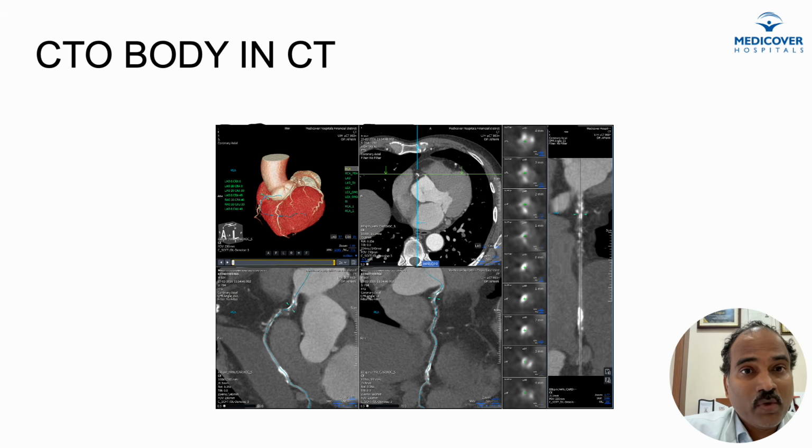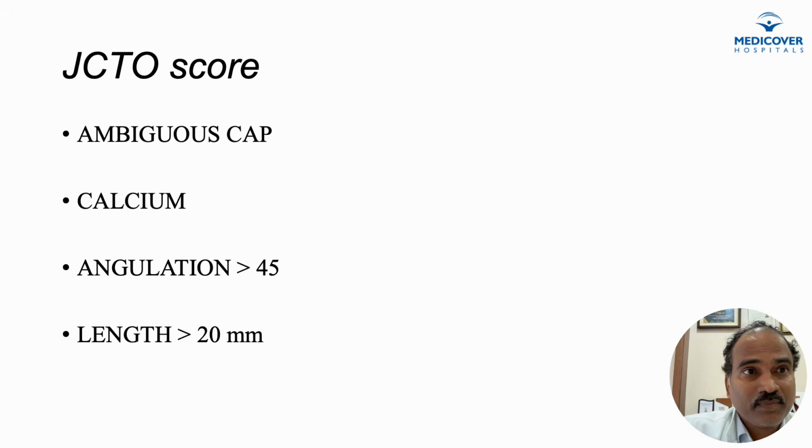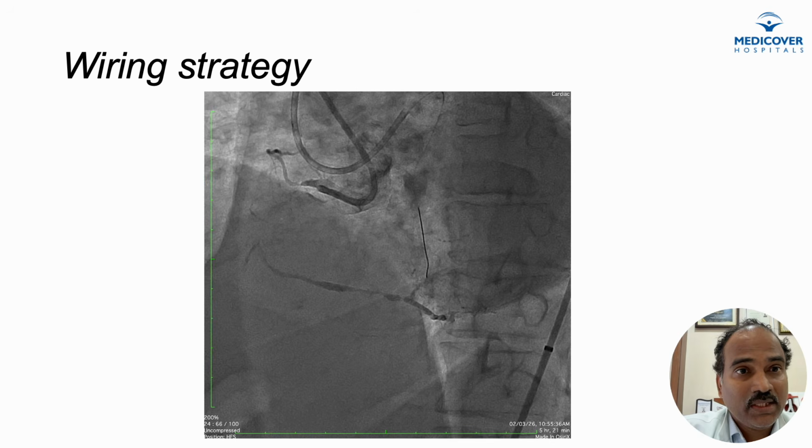And this is the CTO body, which clearly shows, you can see the cross sections here, there is a lot of calcium within the CTO body itself. So taking all these points and putting them to your J-CTO score, you will understand there is an ambiguous cap, there is calcium, angulation is more than 45 degrees, and the length of the CTO is more than 20 millimeters, which makes it a most complex CTO with a J-CTO score of 4.